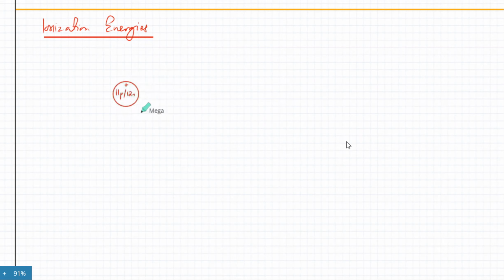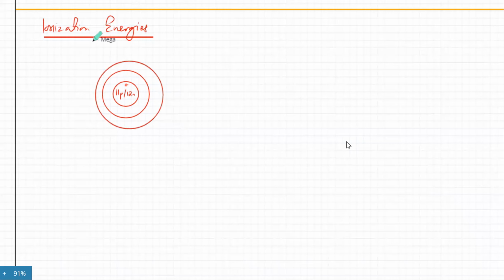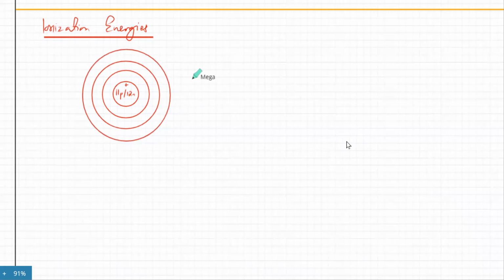and there would be electrons in 3 shells around it. That's shell number 2, that's shell number 3. So sodium would be 2 electrons close to the nucleus, 8 electrons slightly further away, and then there is 1 electron on the outside. So that is what sodium looks like.